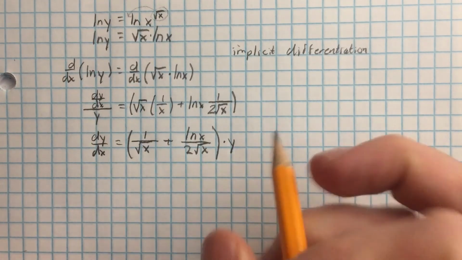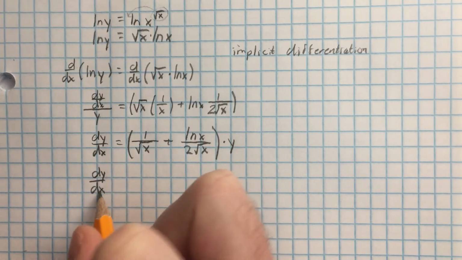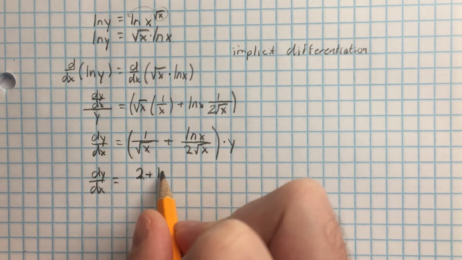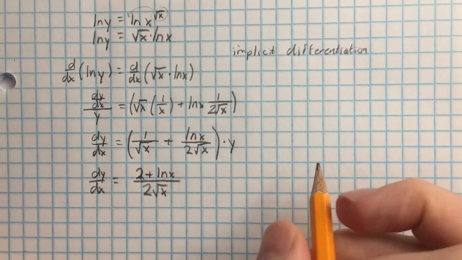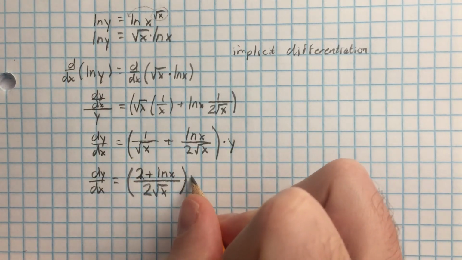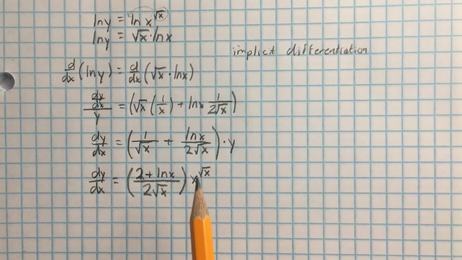So one small simplification of this interior here, I have dy dx equals 2 plus natural log of x on 2 root x times y, but y we know to be from the beginning x to the root x. So there we have our derivative finished off, and in all these problems with logarithmic differentiation, should be able to write the final derivative solely in terms of x at the end, because you had y as a function of x from the beginning.